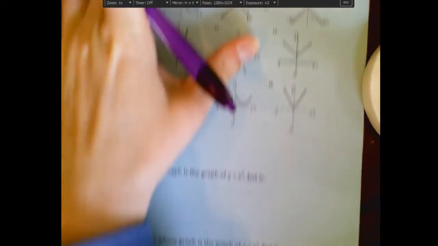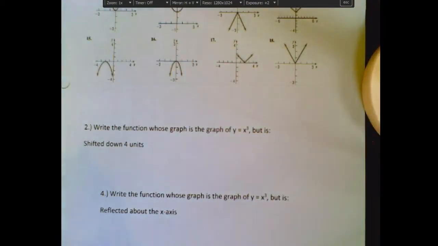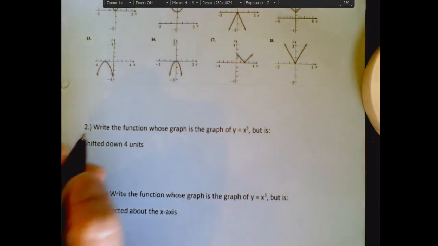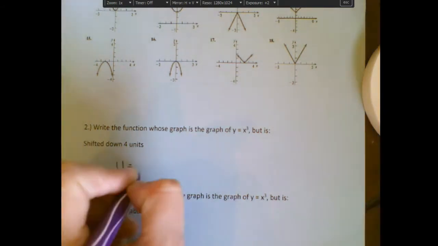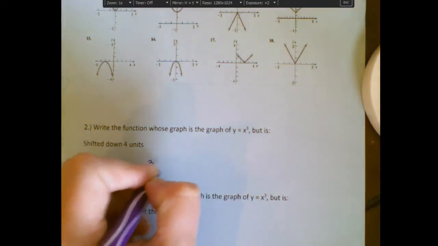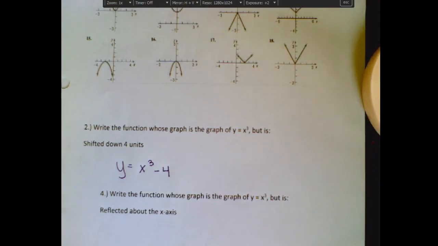says, write the function whose graph is the graph of y equals x to the third, but is shifted down 4 units, sorry. I was looking at the cubed. Again, reference that page 10, shifted down. I know that's on the outside, so y equals x to the third minus 4. I know down is a minus.